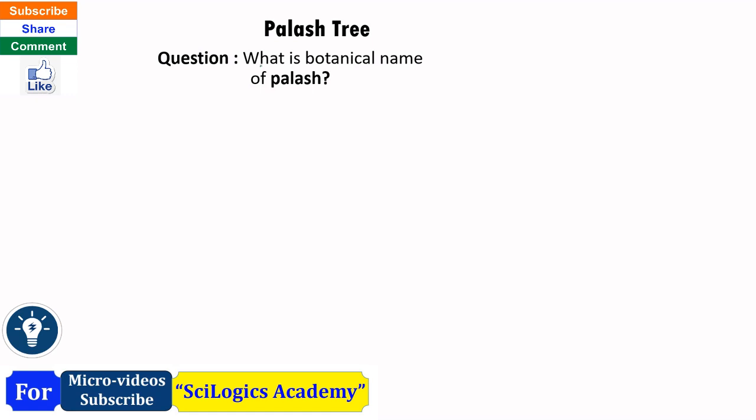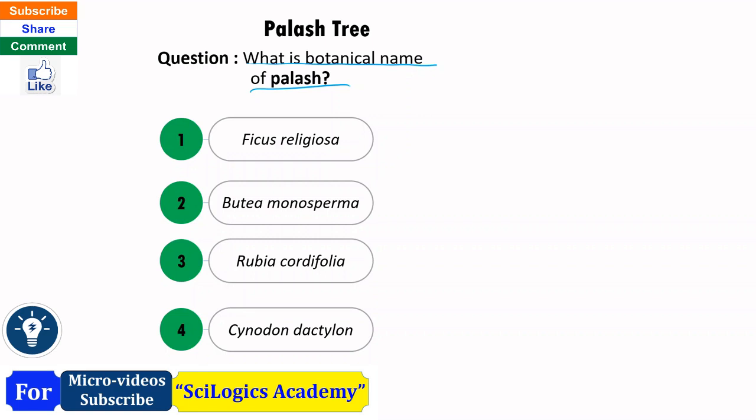What is the botanical name of the Palash tree? Options: Ficus religiosa, Butea monosperma, Rubia cordifolia, Cynodon dactylon. You have 5 seconds. Please answer.